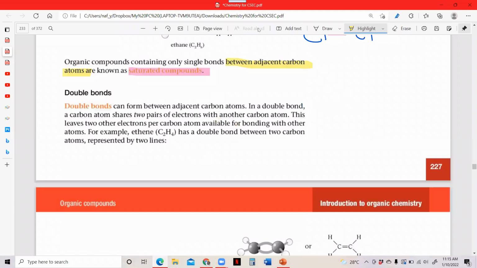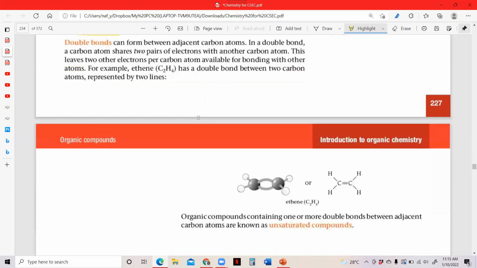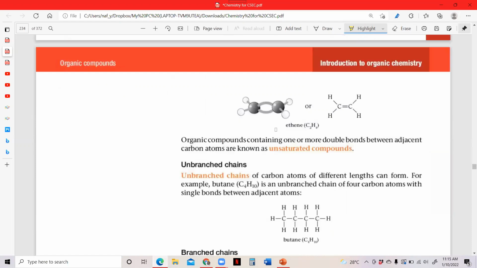Next, the next one that we can have is a double bond forming between carbon. So double bonds can form between adjacent carbons. In a double bond, a carbon atom shares 2 pairs of electrons with another carbon atom. This leaves 2 other electrons per carbon. Let's look at the example.